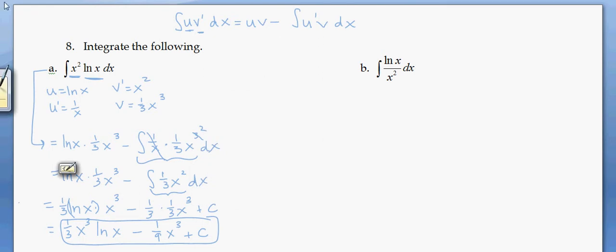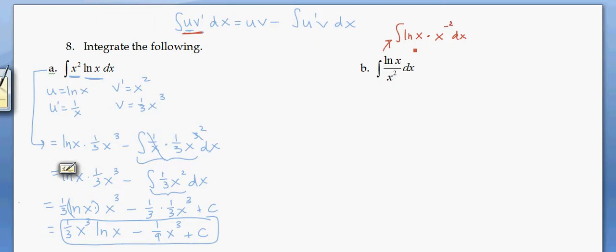Okay, so let's do some more examples using integration by parts. I look at my integral and I have natural log of x divided by x squared. Now integration by parts is written so that my terms are products. So I should really think about this as natural log of x times x to the negative 2, or times 1 over x squared.